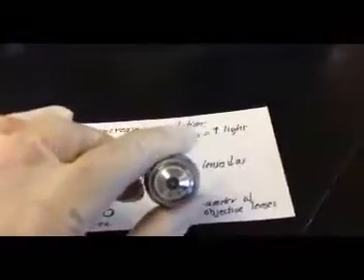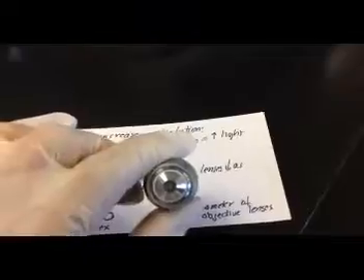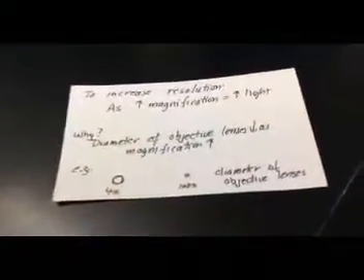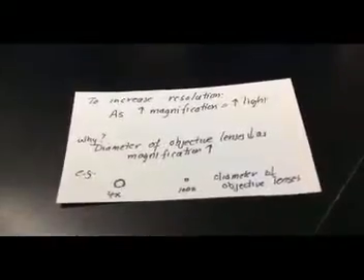wide diameter. And here you can just barely see the little tiny 100x oil immersion lens here, almost like a pinhead. And this is a problem because as the diameter decreases, that means the objective lens can harvest fewer photons of light. So that would cause a decrease in resolution.